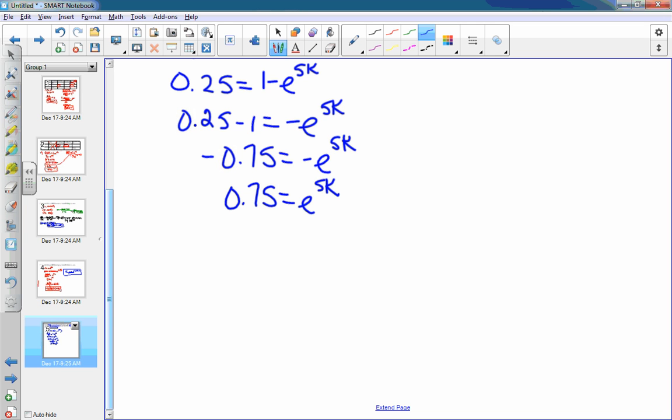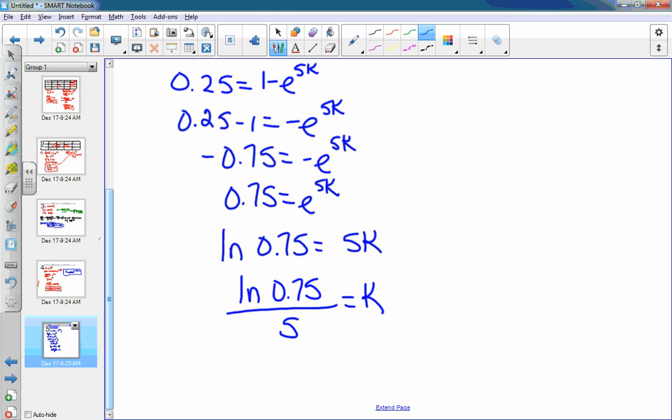We good? Are we good? So I have the natural log of 0.75 is equal to 5k. So the natural log of 0.75 divided by 5 is equal to my k. So what is that?